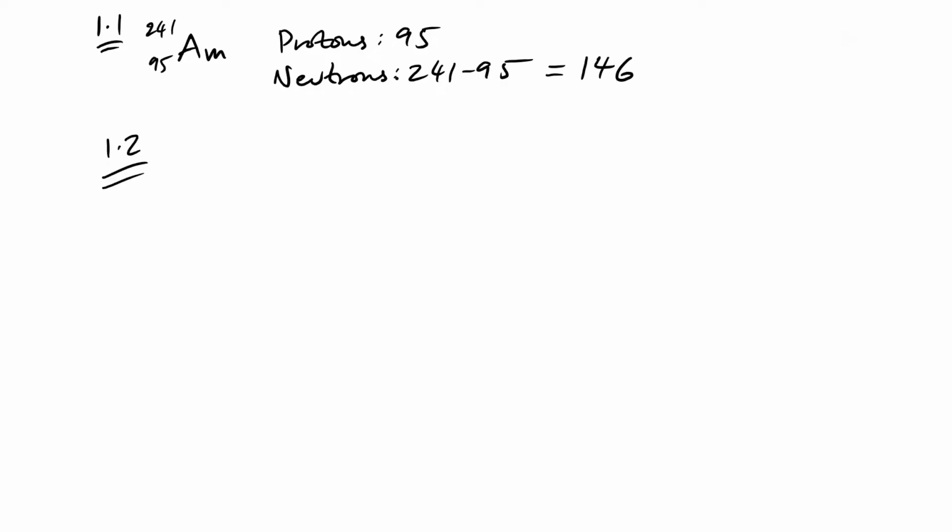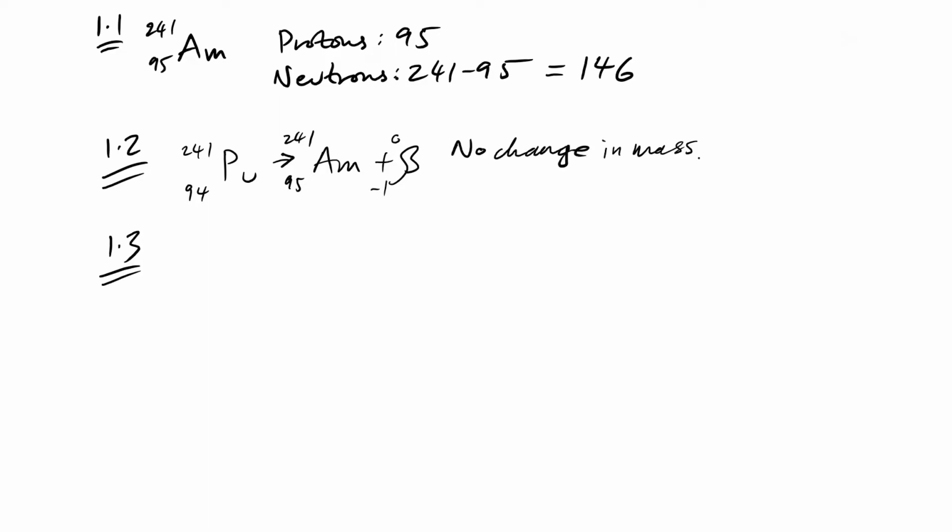1.2. Americium is produced by the decay of plutonium. So we can see that it's going from plutonium to americium. The mass hasn't changed, but the proton number has gone up. Therefore, we know that it has to be beta minus decay. We can say no change in mass as our reason.